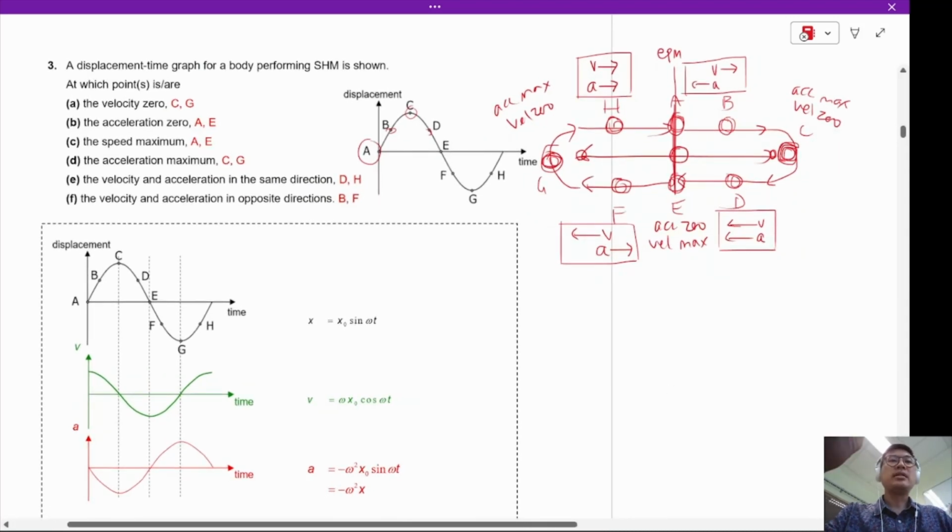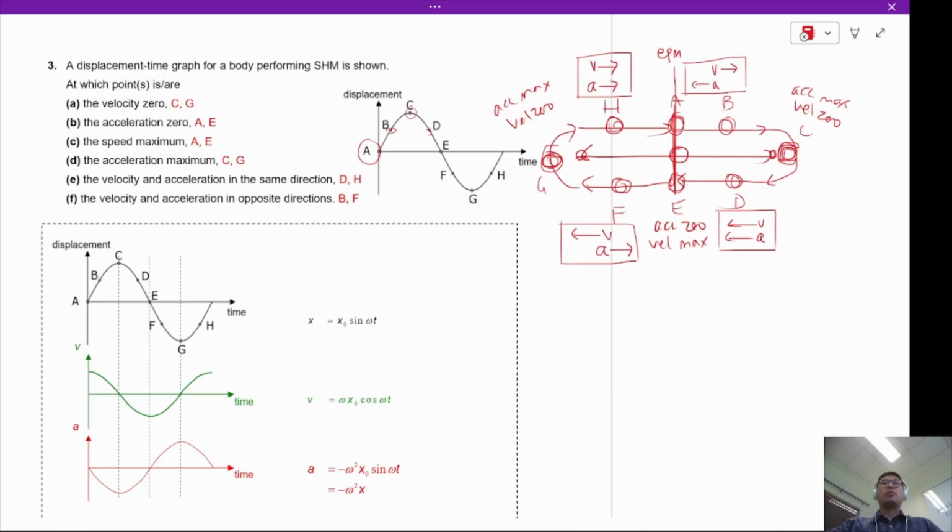Now, I tend not to use graphs when I want to find out the direction, because I always get messed up about positive and negative signs. So for me, oscillations is a very physical subject. So when things move, I also move. Okay?